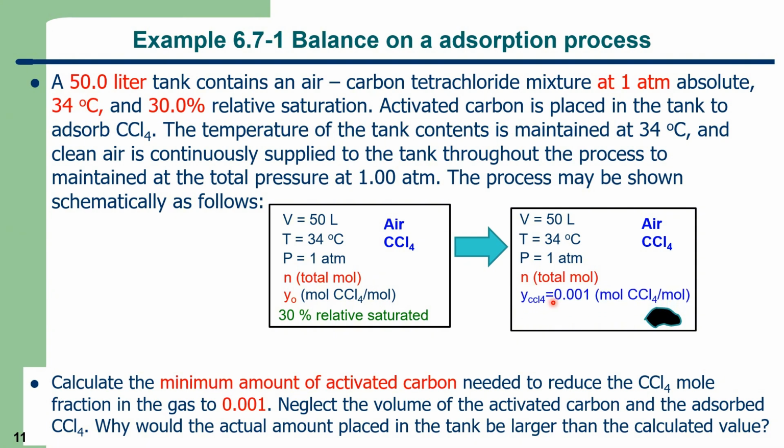And then Y0 will become Y carbon tetrachloride, 0.001. And then the unknown is MC, right? C stands for carbon, activated carbon. So you need to find out the amount of MC, the amount of the activated carbon. And also find out the amount of carbon tetrachloride adsorbed on the surface of the activated carbon.